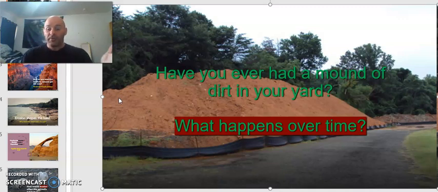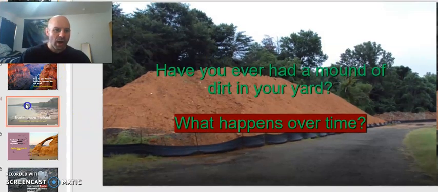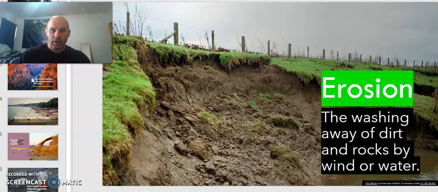So that's what we're going to focus on today, a word that describes that washing away and shrinking of the earth with rain and wind is called erosion. So erosion is the washing away. Erosion is the washing away of dirt and rocks by wind or water.